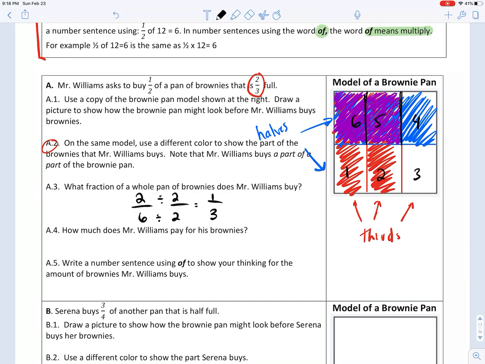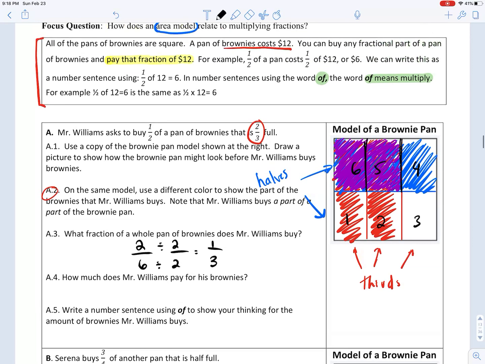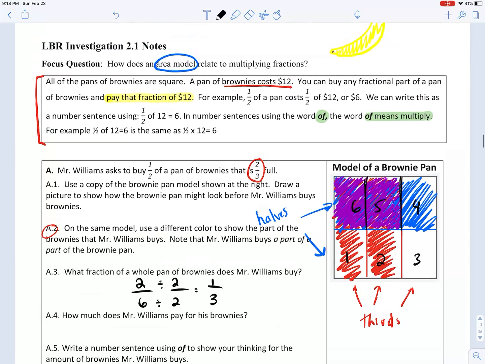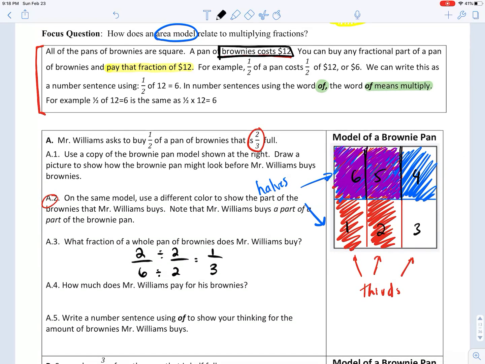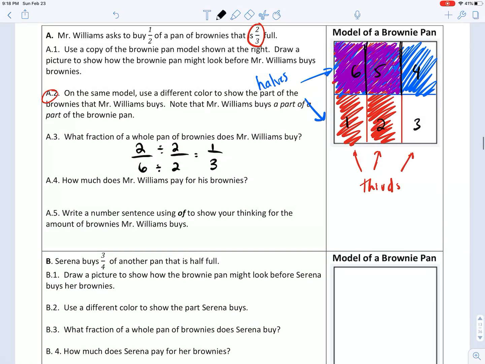Okay. Next question. How much does Mr. Williams pay for his brownies? Oh goodness, how do I know that? Well, if you take a look back here in our paragraph, we know that every brownie pan costs $12, and you pay that fraction of $12. So how much did Mr. Williams buy? He bought 1/3. So we're going to do 1/3 of $12.